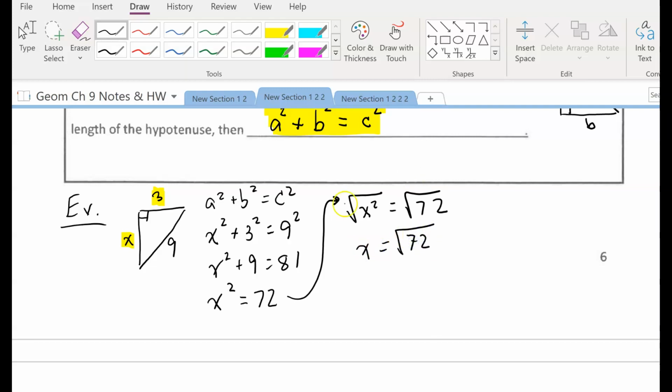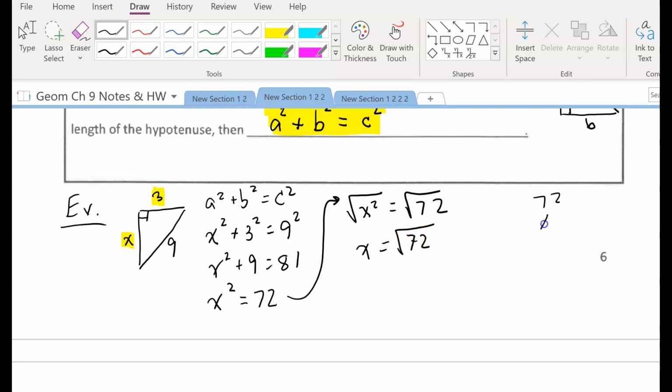So if you remember from algebra, when you take a square root of both sides like this, normally we need a positive and a negative. But since we're talking about a picture here, we really just need the positive one. Alright, now, last step, we need to check to see if square root of 72 simplifies.